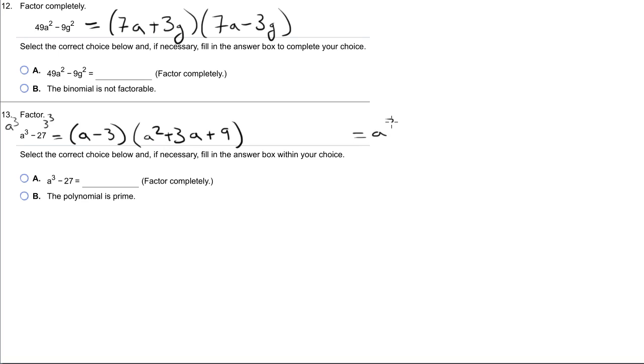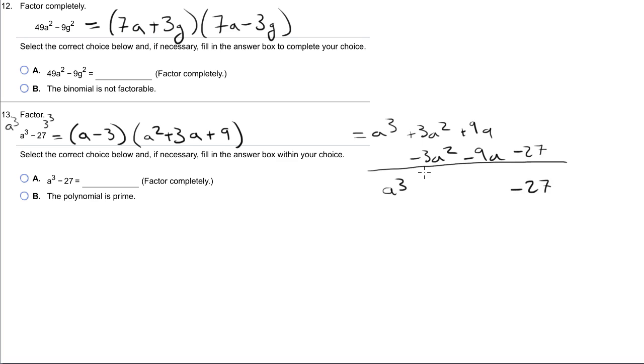And if I want to confirm this, I'm just going to FOIL it all out. And if I had my signs wrong, I would have seen that there wasn't the right cancellation, and I wouldn't have gotten a cubed minus 27. Canceling. All right.